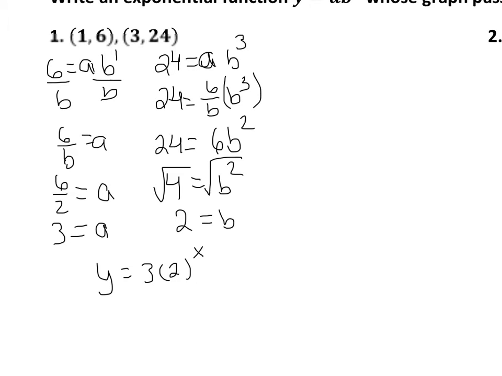So let's take a look at another one. Okay, same sort of thing here. Remember that's an x, that's a y, that's why we can do this. So we say 8 equals a times b squared, or 32 equals a times b to the third.